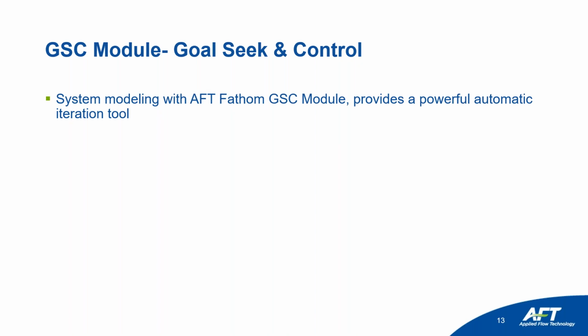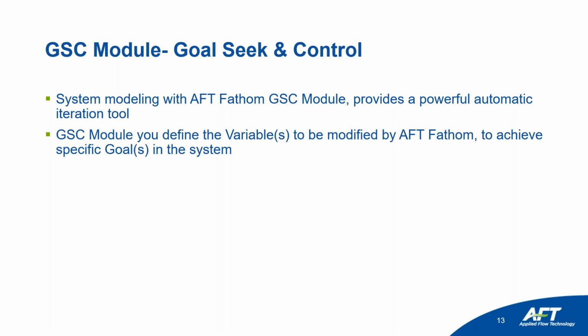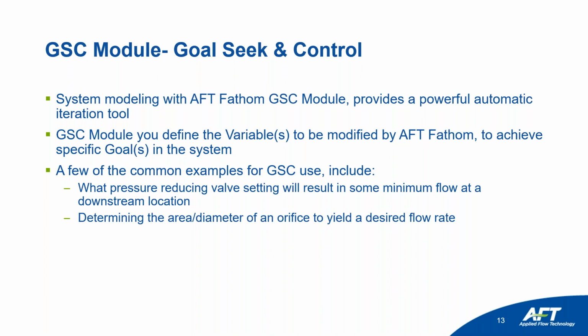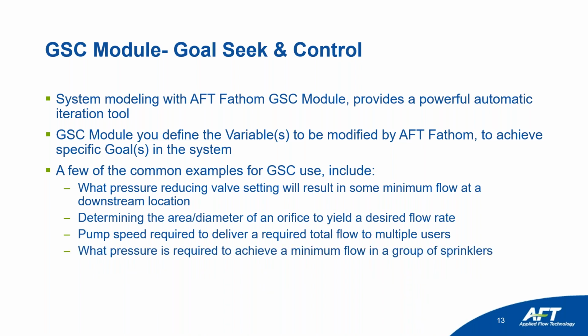System modeling with AFT Fathom's GSC module provides a powerful automatic iteration tool. With the GSC module, you define the variables to be modified by AFT Fathom to achieve a specific goal or goals in the system. A few common examples for GSC use include: what pressure reducing valve setting will result in some minimum flow at a downstream location, determining the area or diameter of an orifice to yield a desired flow rate, pump speed required to deliver a required flow, total flow in multiple users, and what pressure is required to achieve a minimum flow in a group of sprinklers.